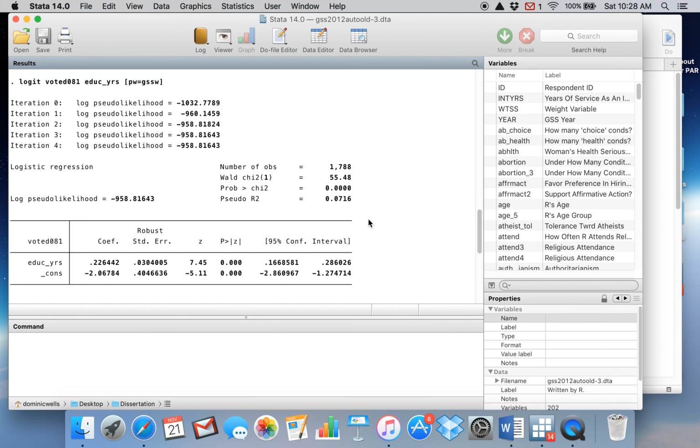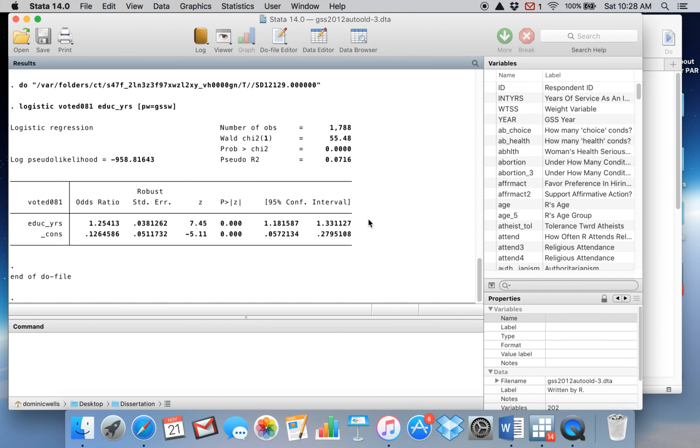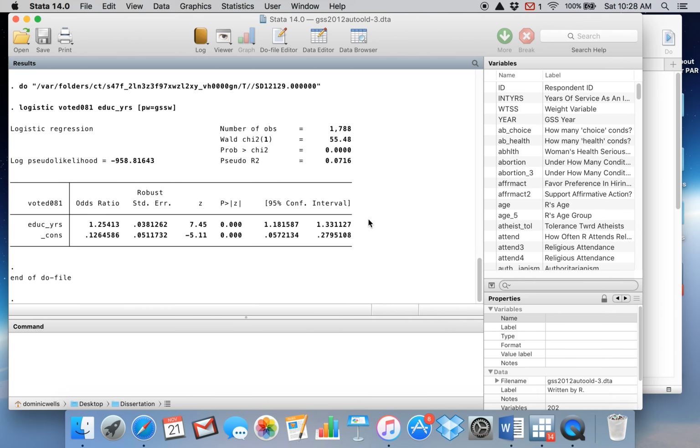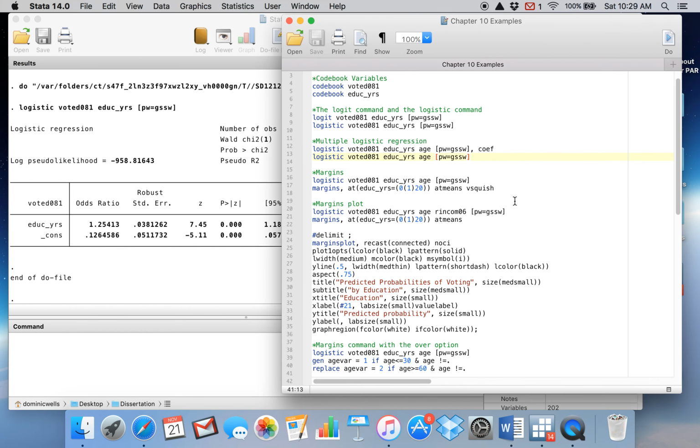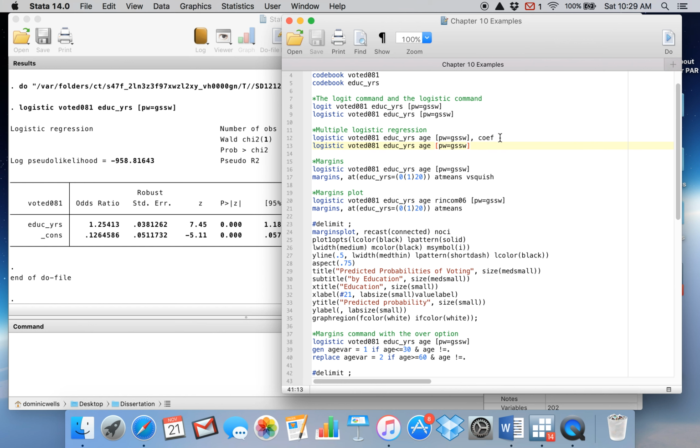So speaking of only having one independent variable, as we move on, we're going to do logistic regression with multiple independent variables. So other things may play a role in the probability that a person votes. And logistic regression can include, much like linear regression, control variables. And I will show you that right now.